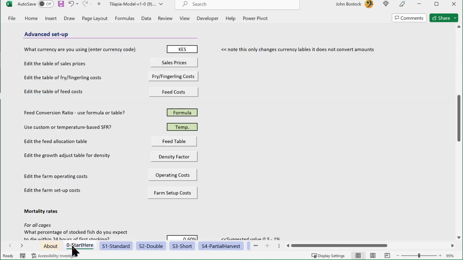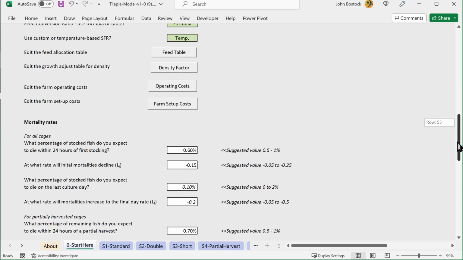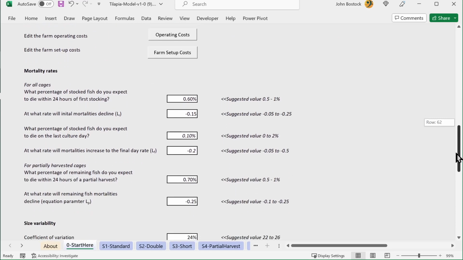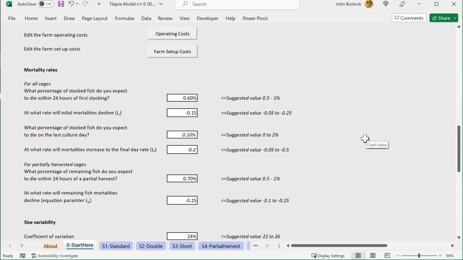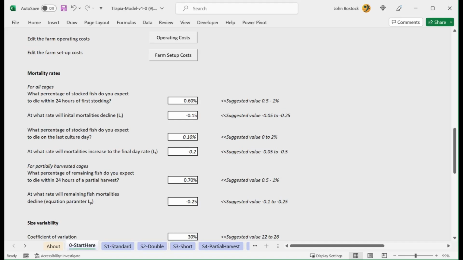Okay, so we start with mortality rates. The modelling of mortality rates is perhaps the most problematic element of the biological model, as they are either unpredictable or tend to increase under certain environmental conditions, which may be site-specific or seasonal. Furthermore, in this spreadsheet model, mortalities include losses from any cause, including predation, escapes or theft.